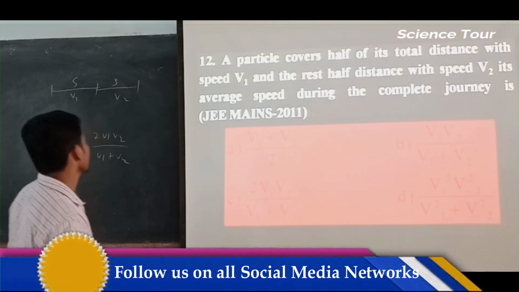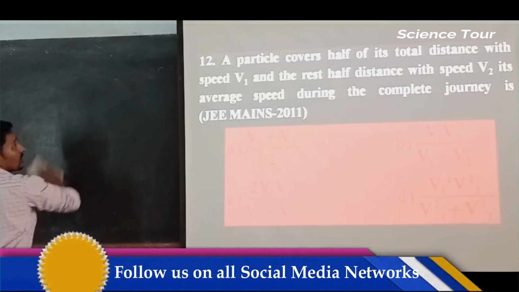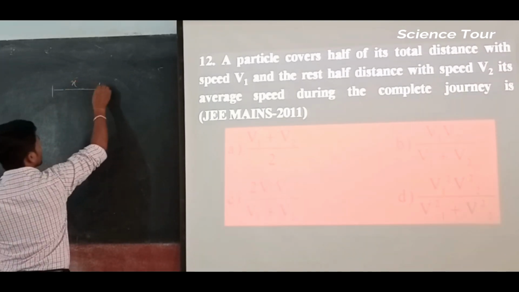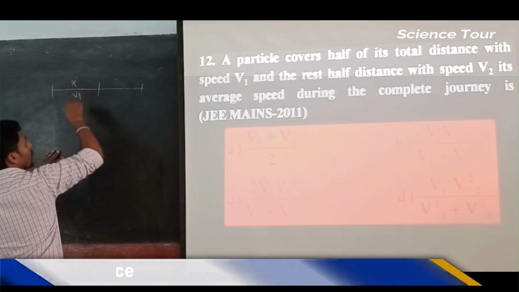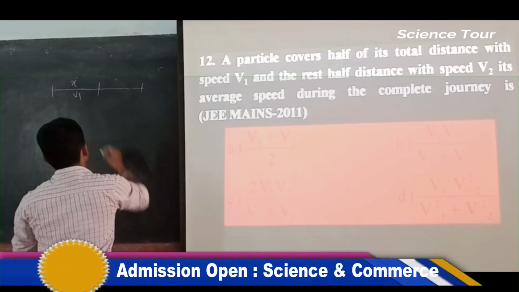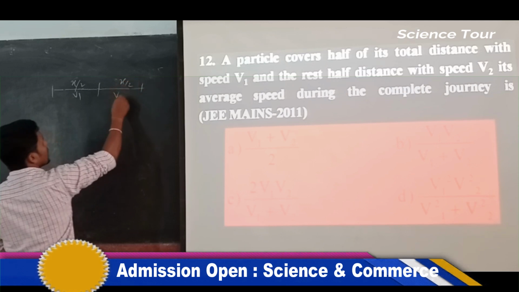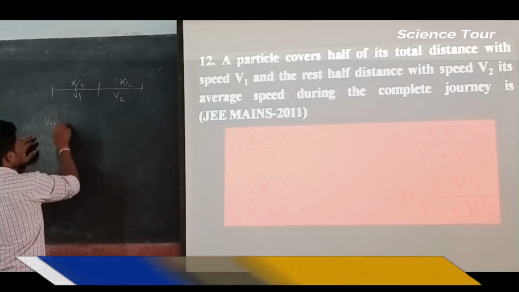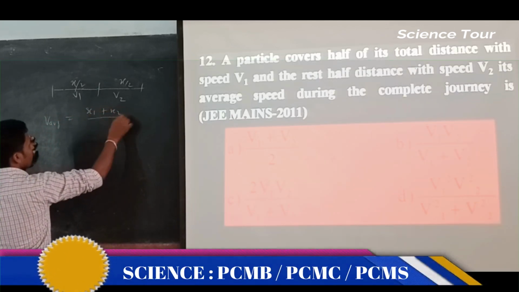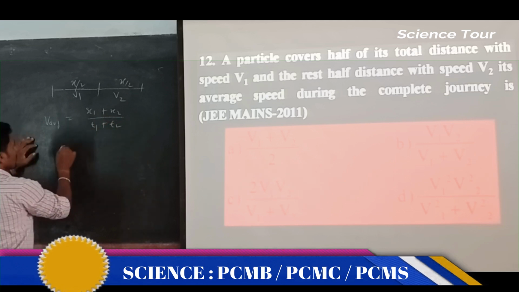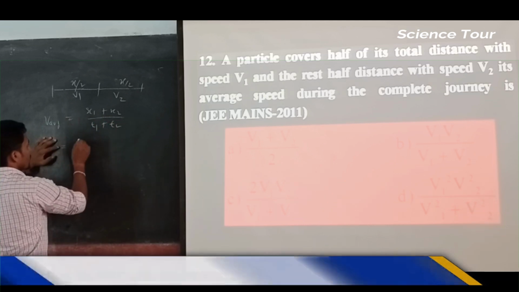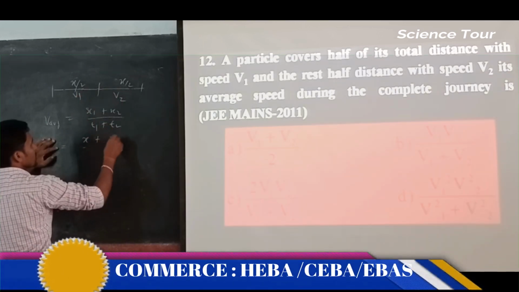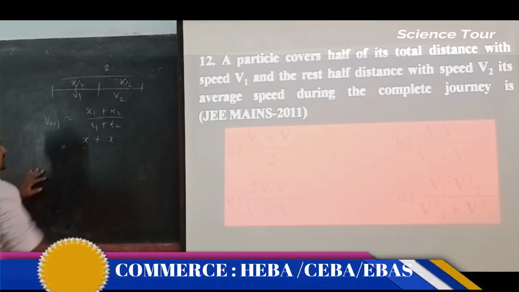Again we can do it and see, right? So let me do it. A particle covers half of the distance with velocity v1. Half means some x with v1, and the rest half, here it is also x by 2, with velocity v2. Its average speed during the complete journey is v average. You have to find x1 plus x2 divided by t1 plus t2, right? So x1 is x by 2. Same, I'll just put x and x.